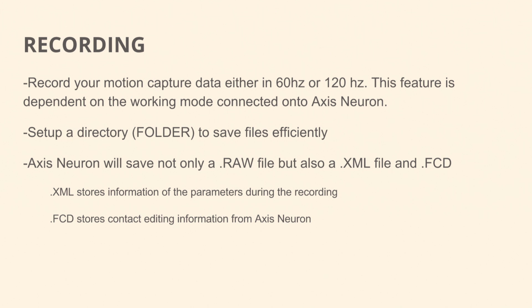So if you're giving your file to somebody else down the production line and they ask for the raw file for Axis Neuron, for any case, don't forget not only to give the .raw file, but also share the XML and FCD files. As long as those files are in the same root directory that you're working with, Axis Neuron will read that file. It'll gather those files and populate that information inside of your Axis Neuron interface. So that's very important as well.